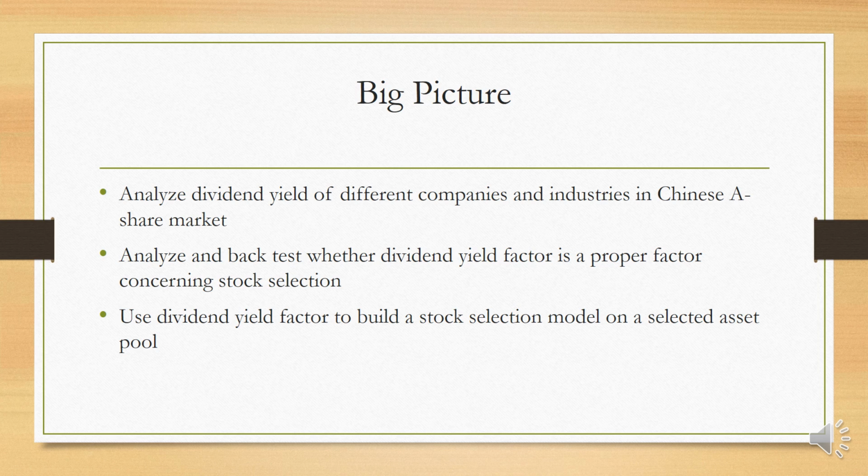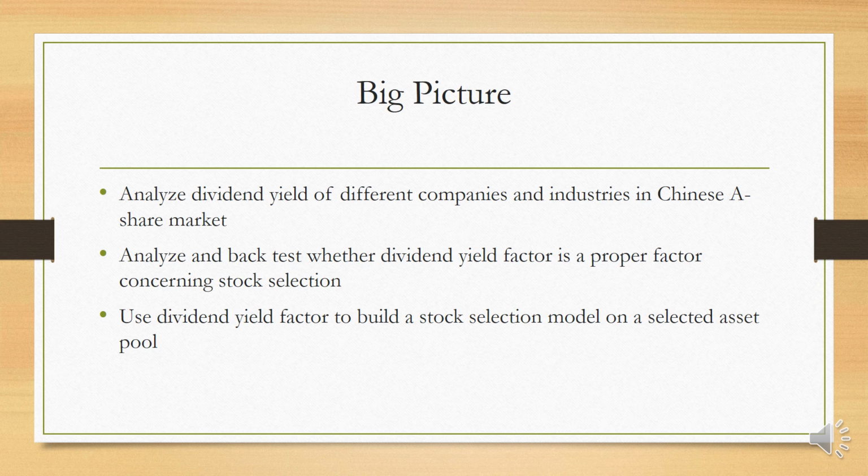The objective of our project consists of 2 parts. The first part is we want to analyze dividend yield of different companies and industries in the Chinese A-share market and answer the following questions. The first question is, what kind of industry has higher or lower dividend yield? The second question is, what type of company has higher or lower dividend yield from the perspectives of market value, ROE, retained earnings, debt to asset ratio, and ownership concentration.